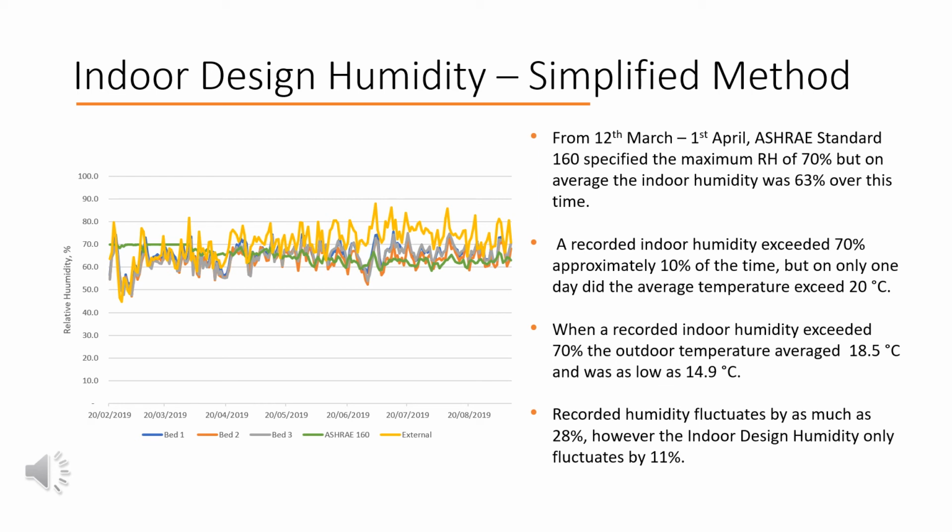This is potentially the case when looking at the measured data, where the recorded relative humidity range of the bedrooms could be as much as 28%. A fluctuation this large in the humidity suggests that there would be time periods where the mold growth conditions would be unfavorable. However, in contrast to this, the indoor design humidity modeled only fluctuates by 11% throughout this time period, suggesting that ASHRAE 160 may be flattening out extreme fluctuations in humidity, which may negatively impact the assumptions of unfavorable mold growth conditions that may be experienced.